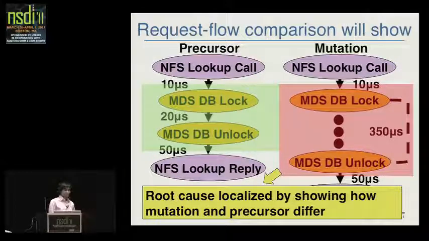So once again, we see here the root cause of the problem is localized by showing how the mutation, the flow during the problem period when prefetching was enabled, differs from the precursor, the path of the same request before the prefetching functionality was enabled.